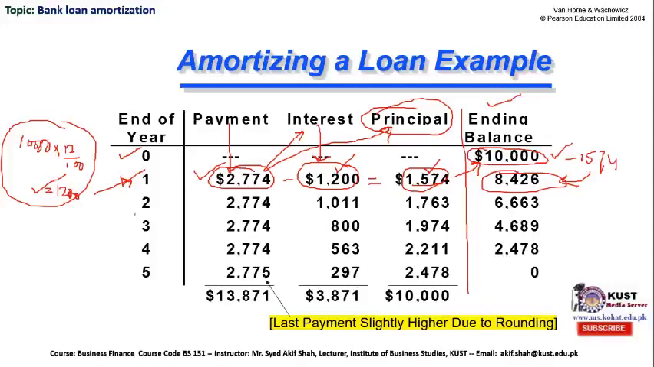In a similar fashion, let's take year 2. At the end of second year, once again, Julie Miller is going to pay out $2,774, out of which how many dollars are interest and how many dollars belong to the principal payment. So this is the point you need to understand very well.